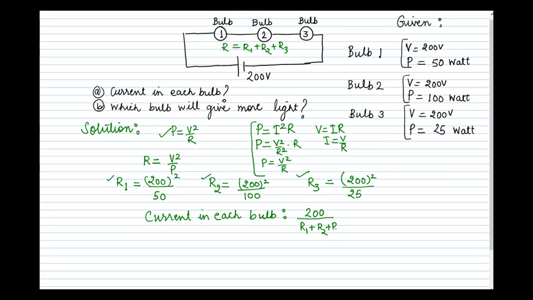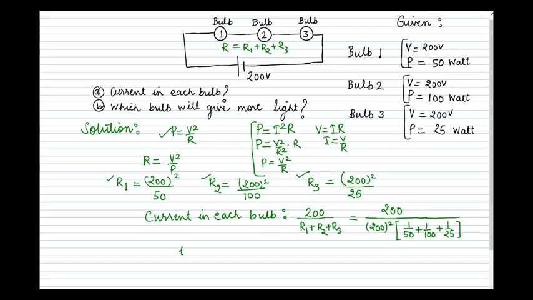The current I is equal to V upon R. Voltage is 200. Current is the sum of these three, so put the value: 200 upon R1 plus R2 plus R3. In these three terms, we have 200 square, 200 square, 200 square, so take 200 square as common just to simplify. Here it is 1 upon 50, here it is 1 upon 100, and the third term is 1 upon 25. Right? So now we can easily simplify using simple mathematics.